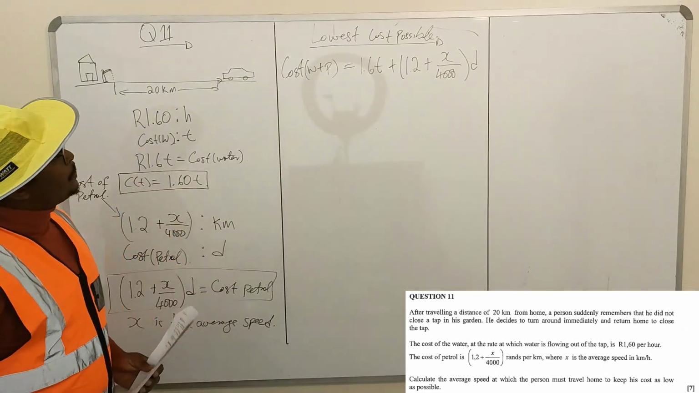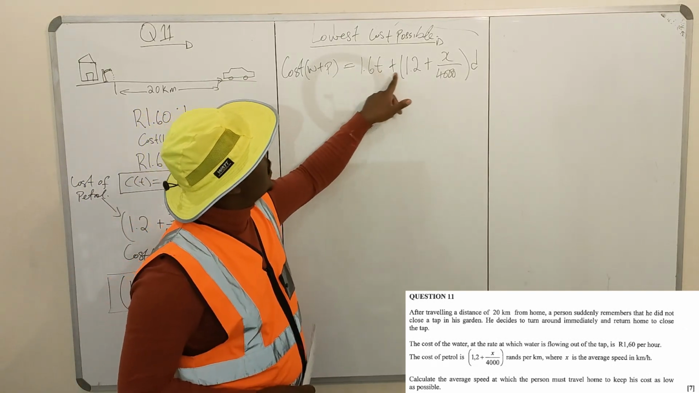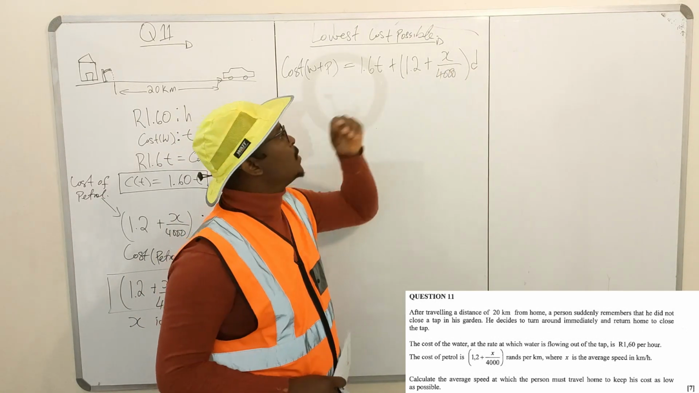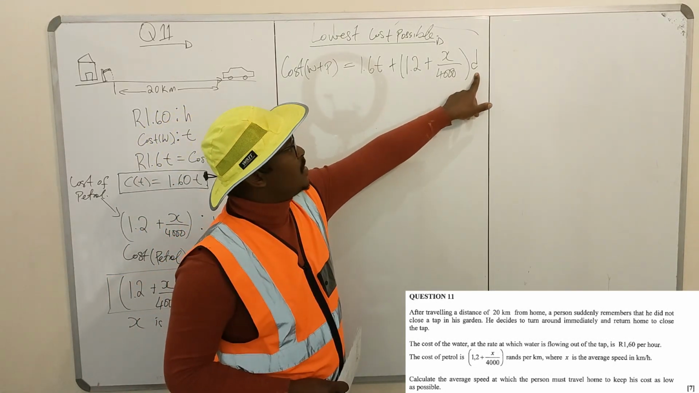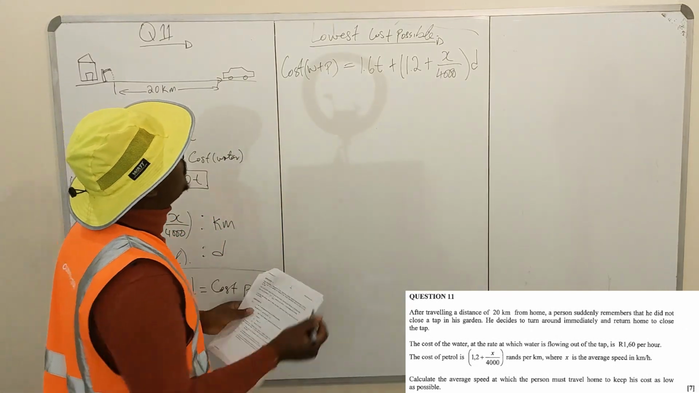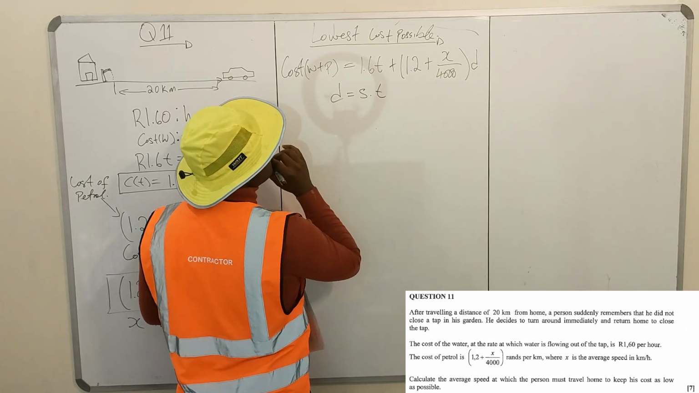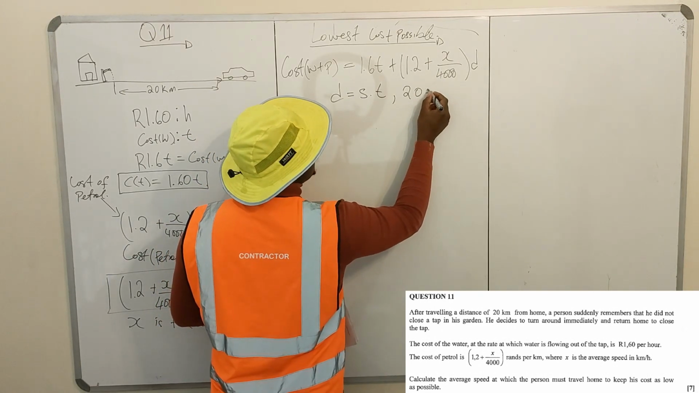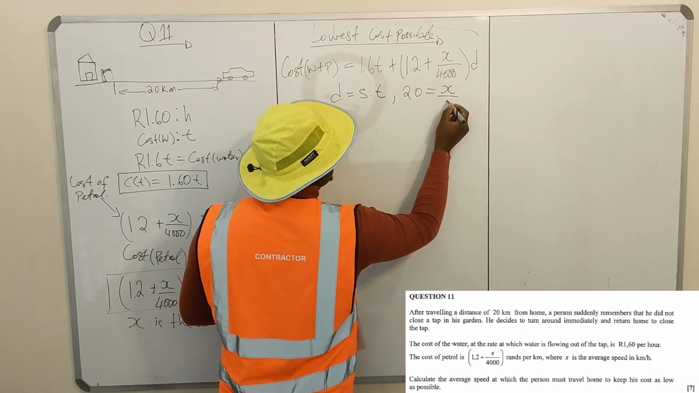So what do we say? We have two variables, this one and that one. This one here is a constant. This is the average speed. So we have two variables, this one and that one over there. So what do we say? We say, okay, we know distance is equal to speed times time, right? Our distance here, distance traveled, is 20. Our speed is x over time. What is our time?